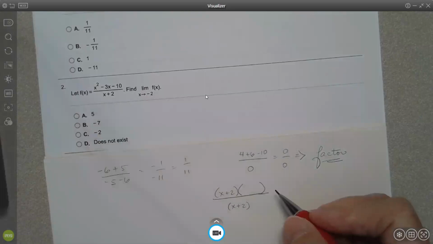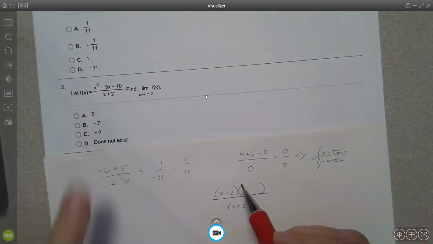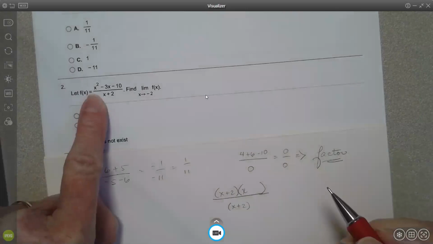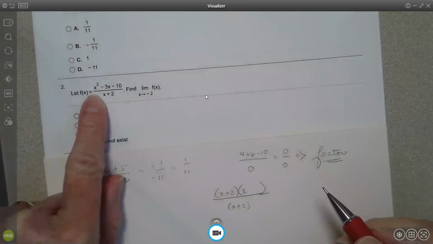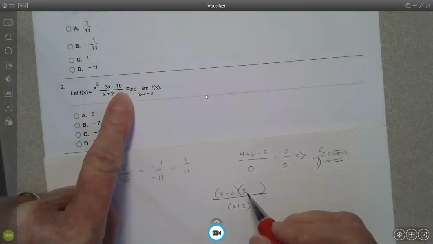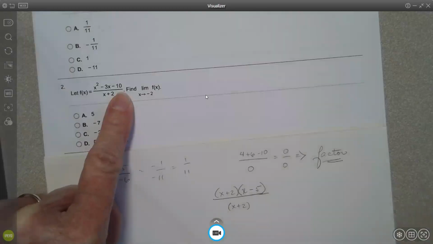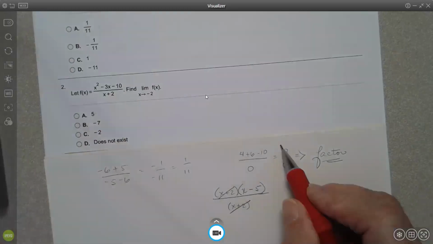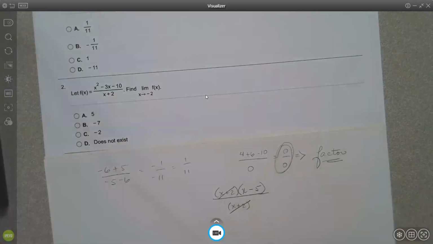In order for me to get an x squared here, my first term in both of my parentheses needs to be an x. For me to get a -10 back here, remember that's last times last, I would need a -5. These cancel. This is why you end up with 0 over 0, because the numerator has a factor that when you substitute in -2, I get 0.